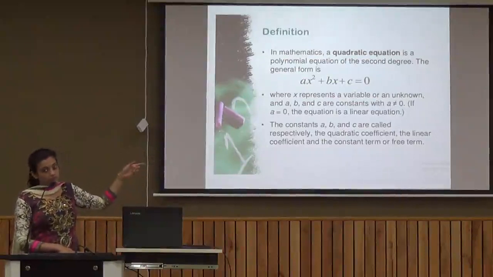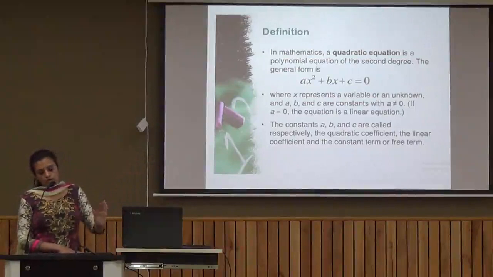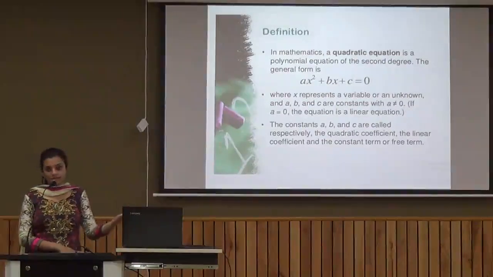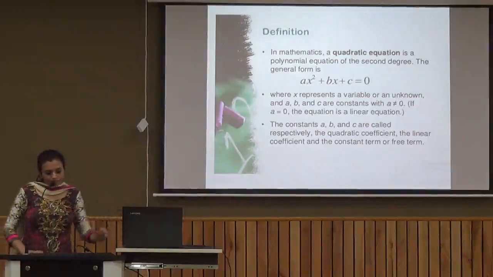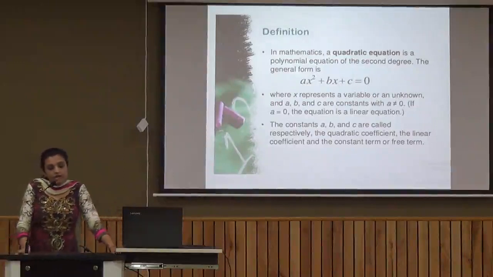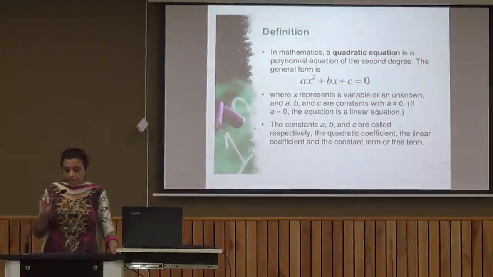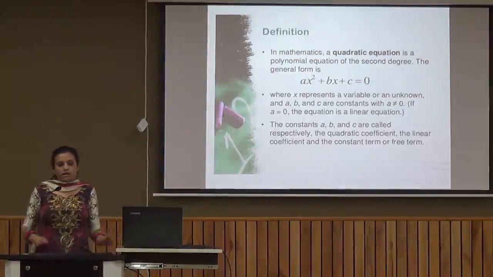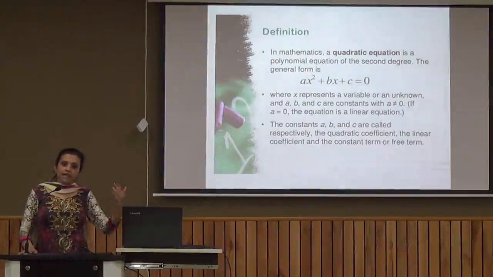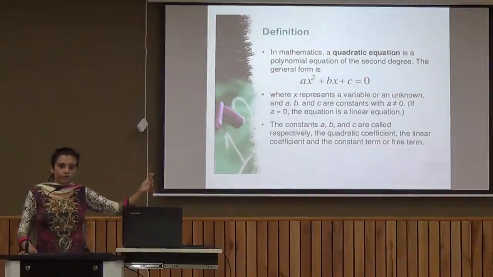Because if a is equal to 0, the x square term goes off and we are left with bx plus c equal to 0, which represents a linear equation. The constants a, b and c are called respectively the quadratic coefficient, the linear coefficient and the constant term or the free term. Now remember, whatever is the degree, the same name falls for the coefficient.